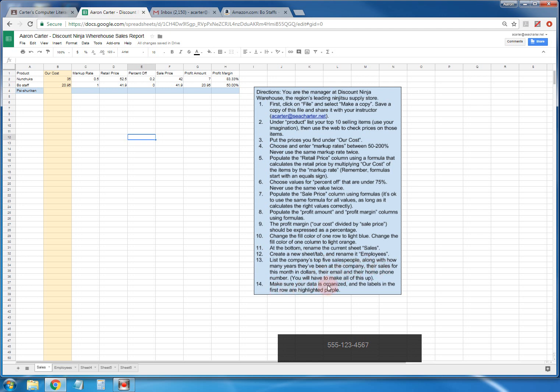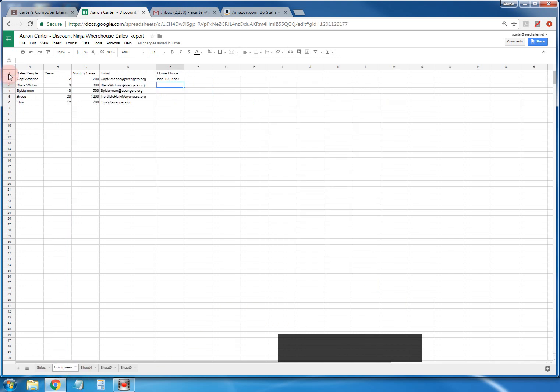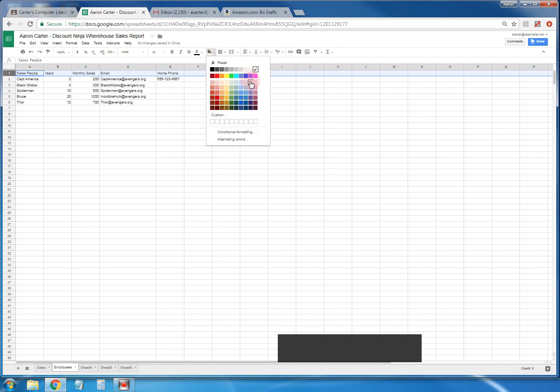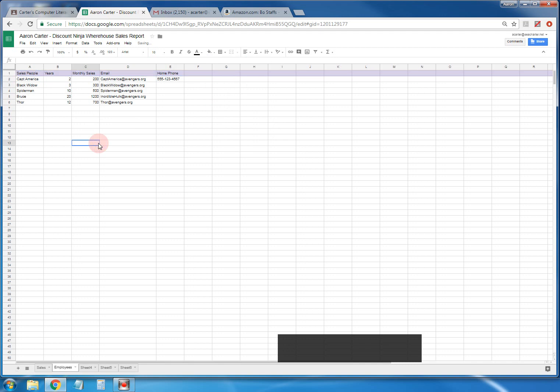Make sure your data is organized and the labels in the first row are highlighted in purple. Easy enough. I already showed you how to do that. You can select this whole row and go to the little paint bucket, fill color, and give me a nice looking purple highlight. Just helps keep things visual.